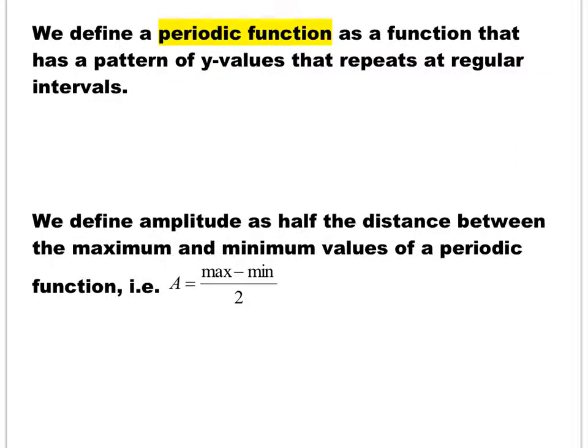Now, the definition of an amplitude, the formula. The formula is this one: max minus min, divided by 2. So for any periodic function, if you know the maximum and the minimum, subtract them and then divide by 2. That's going to give you the amplitude.